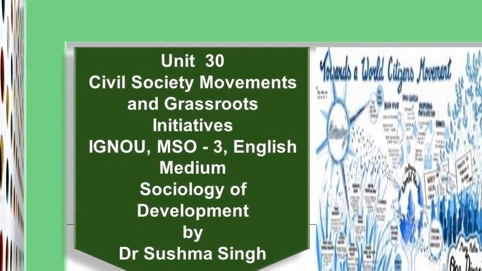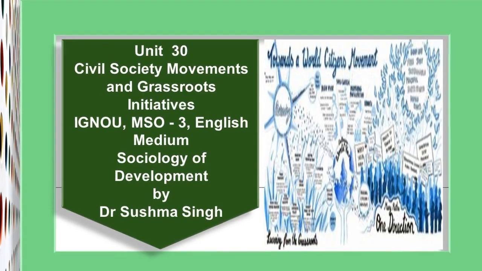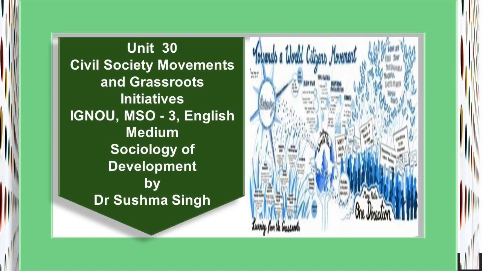Today we start Unit 30, Civil Society Movements and Grassroots Initiative. We have briefly talked about the emerging role of civil society in contemporary development practices. In this unit, we shall be discussing in detail the meanings and dimensions of civil society, its changing role and status in developmental processes. Civil society itself has emerged as a social movement in recent years, while it has always been part of larger social movements in society.